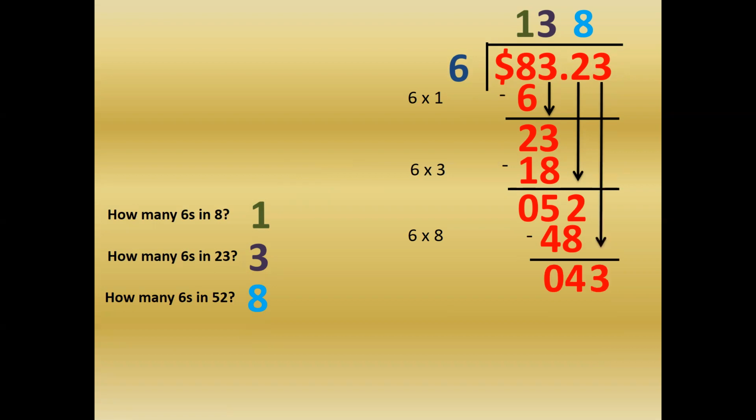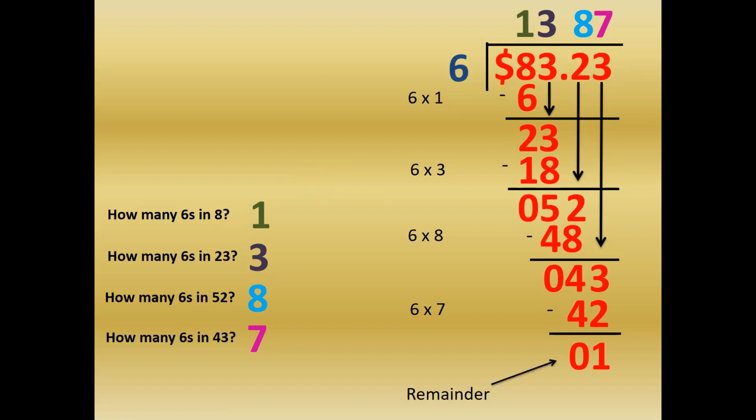Then we have to take down our 3. How many 6s in 43? 7. So we put a 7 above the 3. 6 times 7 is equal to 42. Then we have to subtract 43 minus 42, which is equal to 1. And then can 6 go into 1? Nope. So we know that 1 is our remainder. So we have an R1 above or beside our answer.